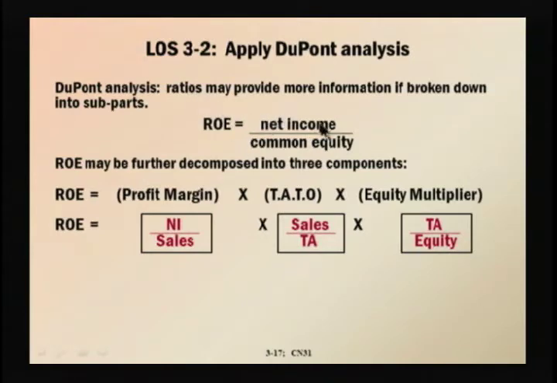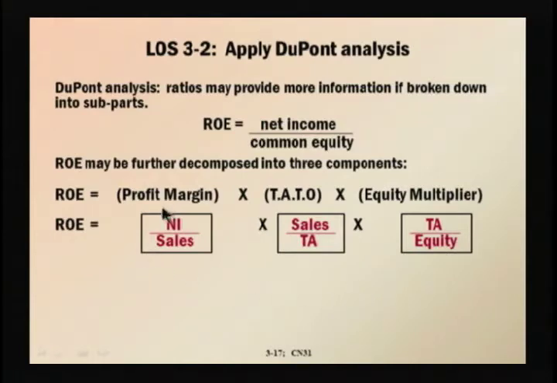The base definition of return on equity is net income divided by common equity. The 3-term decomposition for ROE can be obtained by dividing and multiplying by sales and dividing and multiplying by total assets. If we do that, then that brings us to our definition of profit margin, net income as a percentage of sales, times total asset turnover, which is sales divided by total assets, times this term that we've not seen before, the equity multiplier, which is total assets divided by equity.